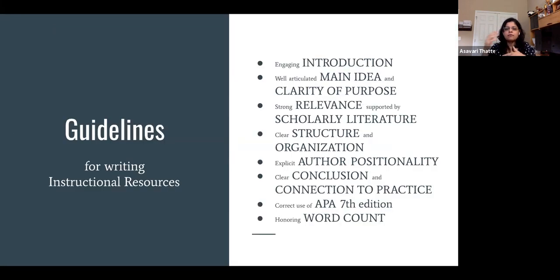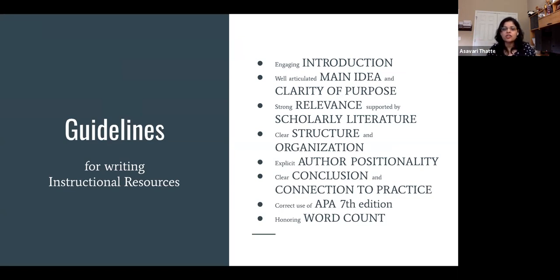And so here's where I would like to recap what I just said. A few pointers, guidelines, helpful tips, call it what you'd like. So here are the guidelines for writing instructional resources. Make sure the introduction is engaging. The main idea and clarity of purpose are well articulated. There's strong relevance supported by scholarly literature.